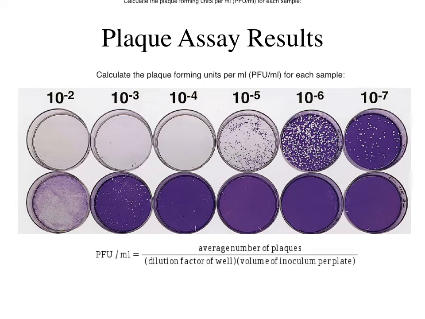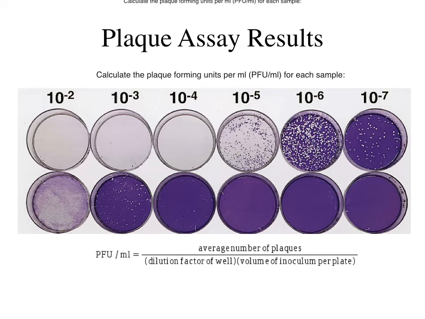So let's just look at the top row. So for this virus, when we look at 10 to the minus 2, 10 to the minus 3, 10 to the minus 4, you don't see anything there. And that's because there was so much virus in the sample that it completely blew out the monolayer. All of the cells died. At 10 to the minus 5, now you see some purple spots. Okay, those purple spots are from the crystal violet that we use to stain.